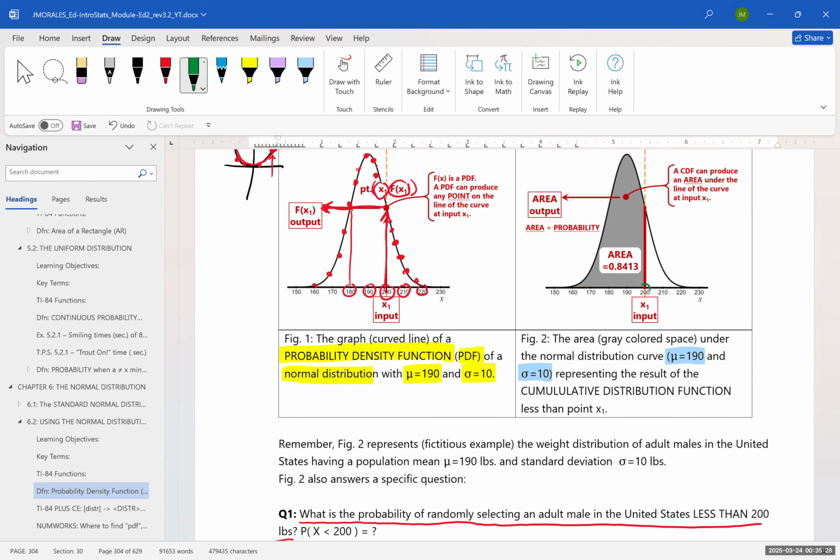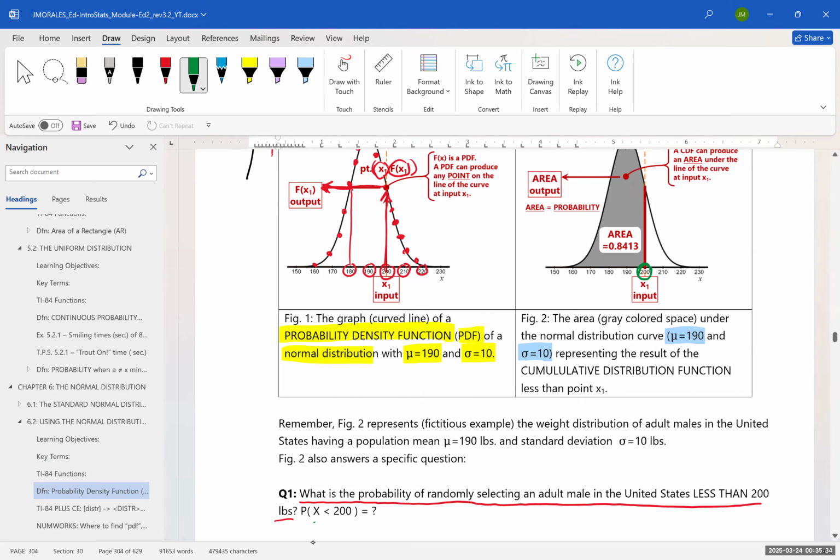We would find 200, and we're interested in the probability of someone weighing less than 200. So where is less than 200? Is that to the right or is that to the left? Yeah, weights less than 200 are going to be the left. So we're interested in the area towards the smaller values, to the values that are less than 200. And so the probability of that would be 0.8413 or 84.13%. That's the value I'm getting from the area.